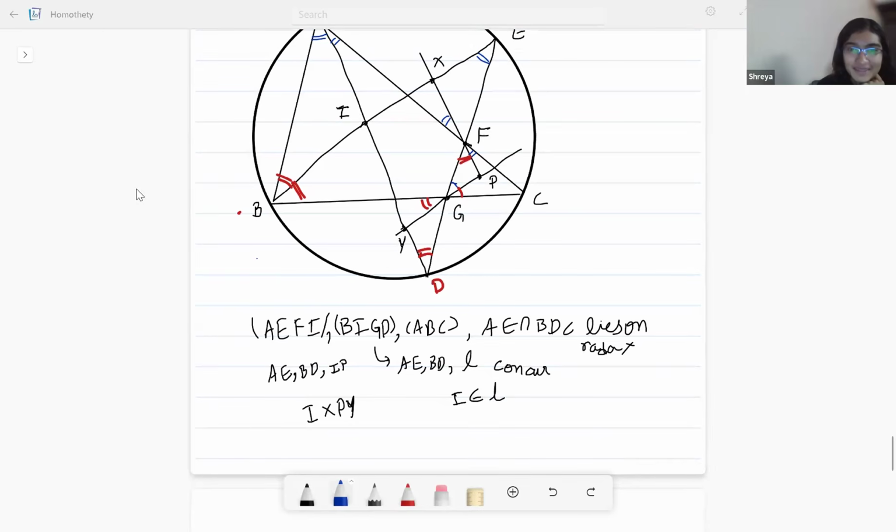Okay, sure. What is L? What is L? I just want to tell. Oh, L is the radical axis of these two circles. Oh, so we need to show that P lies on L.